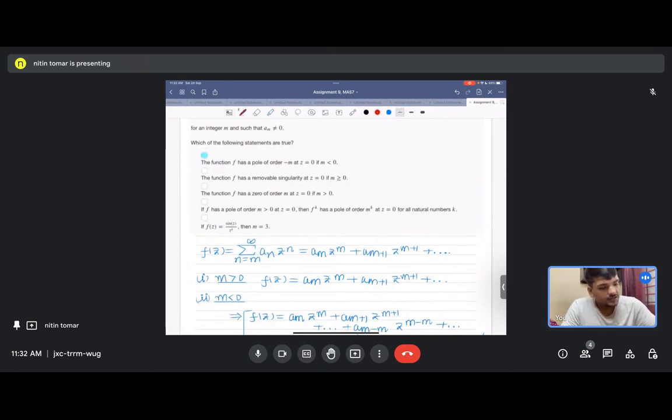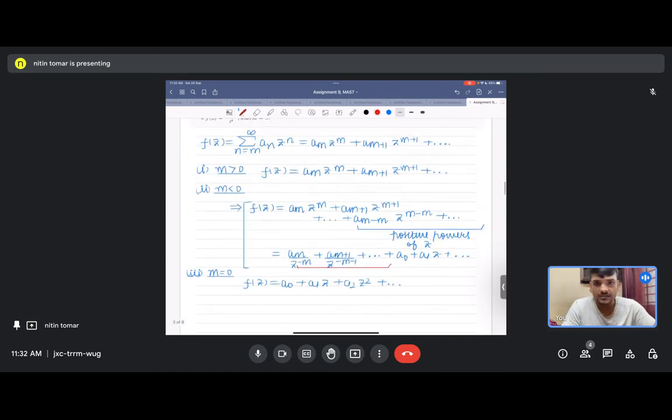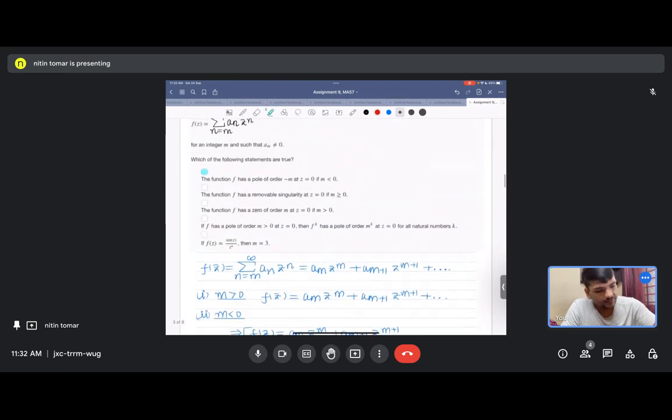Now the question is, f has a removable singularity at z equal to 0 if m is greater than or equal to 0. So we know that when m is greater than 0, there is no singularity. When m is equal to 0, again there is no singularity, as you can see from the first and third cases. So this option is also correct.